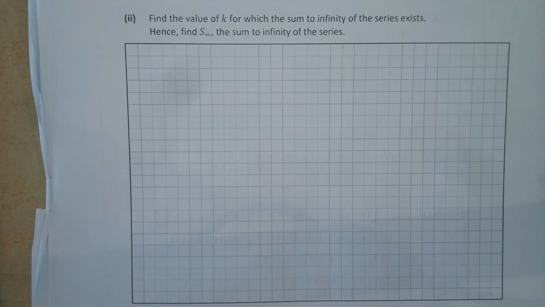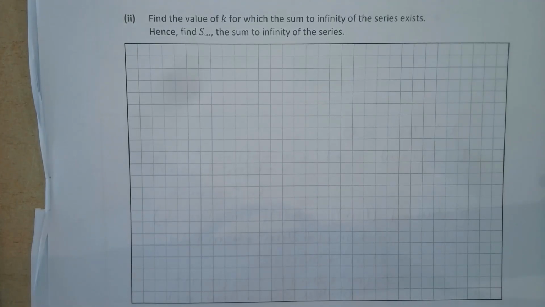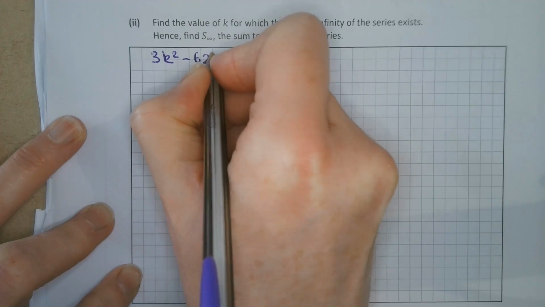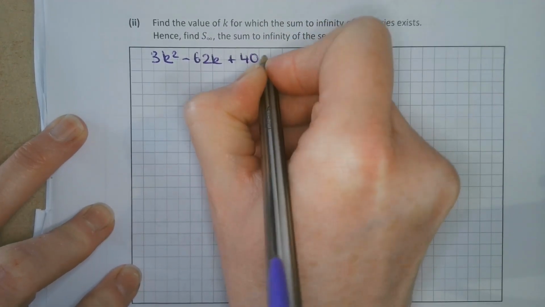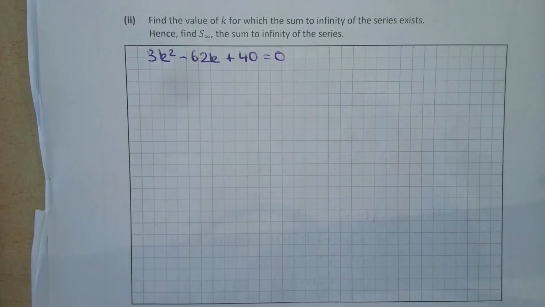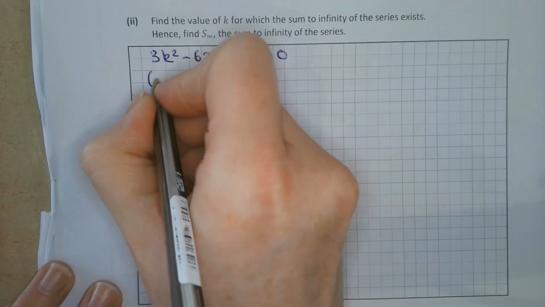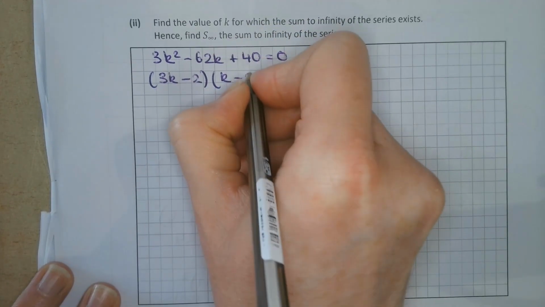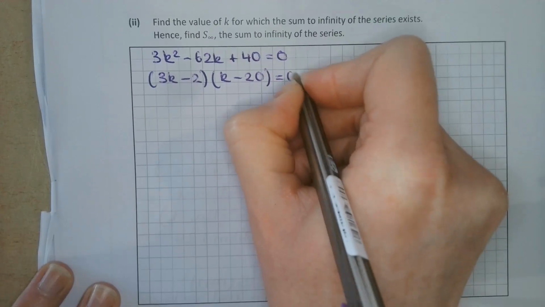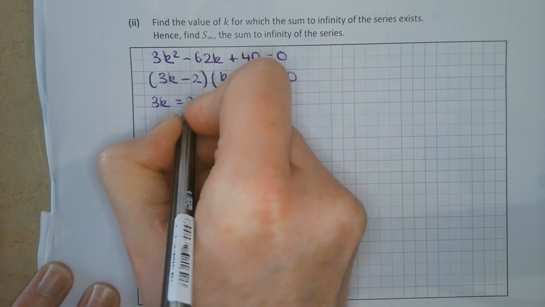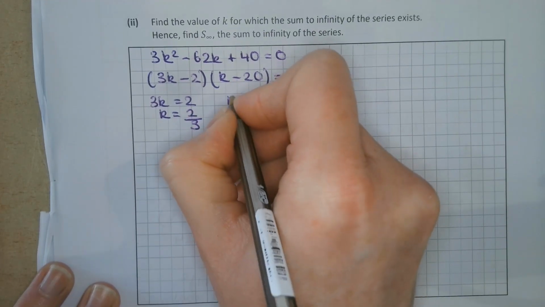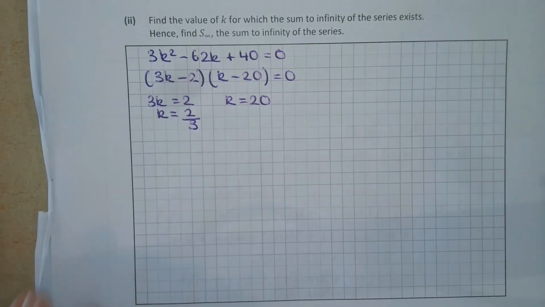So question 2b part 2 here asks me to find the value of k for which the sum to infinity of the series exists. So the first thing I'm going to do is take the quadratic from the question above, and I'm going to solve for k. So in solving for k, you could factorize, you could use a quadratic formula. I'm going to factorize. We get 3k minus 2 in one bracket and k minus 20 in the other bracket equal to 0. So 3k is equal to 2, k is equal to 2 over 3 is one of my solutions, and k equals 20 will be my other solution.